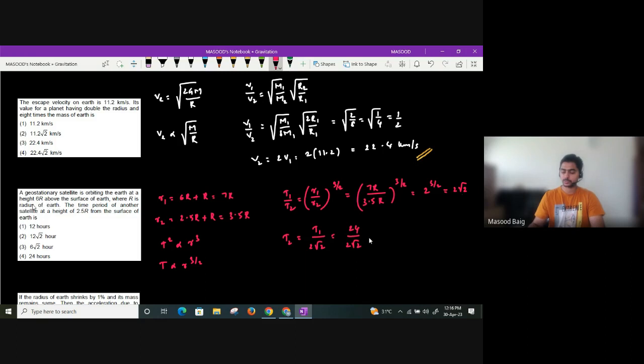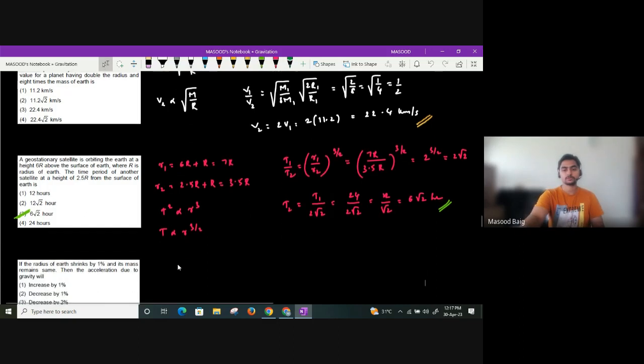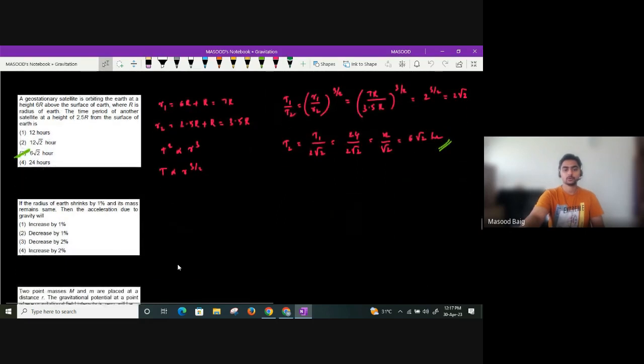This is a previous year question, guys. It is 12 divided by root 2. You will get it as 6 root 2 hours. Clear? Very important concept. The square of the time period will be proportional to the cube of the radius. So time period can be written as proportional to r power 3 by 2. Understood, all of you? I hope you have. Let us see the next case.